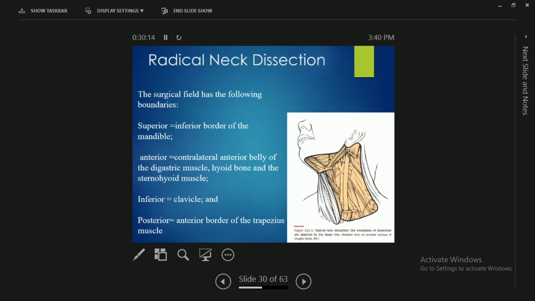Radical neck dissection. For radical neck dissection, the surgical field has the following boundary. Superiorly, this should be the inferior border of the mandible. Anteriorly, the contralateral anterior belly of the digastric, hyoid bone and the sternohyoid muscle. Inferiorly, up to the clavicle, and posteriorly, the anterior border of trapezius muscle.